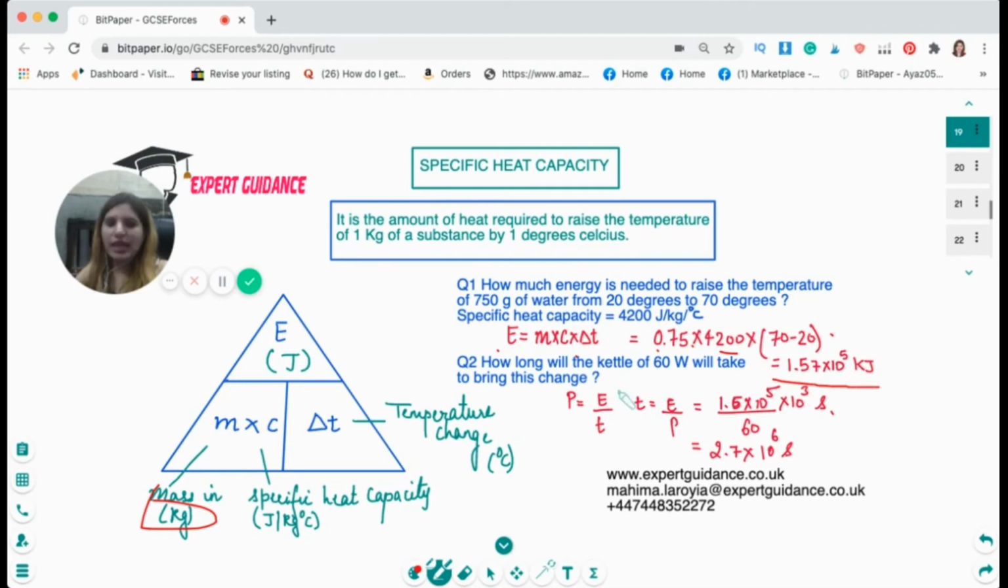and that gives 1.57 times 10 power 5 joules. And power is energy over time, so time is energy over power. I have this energy, my power is 60 watts, I divide the two, so that will give me the time to be 2.7 times 10 power 3.